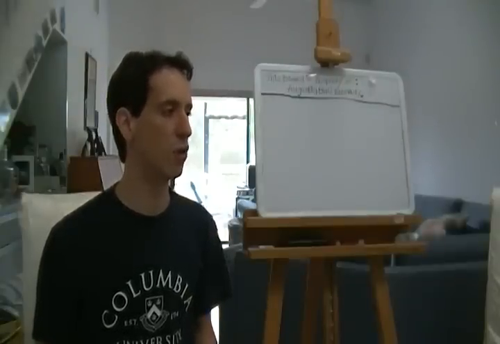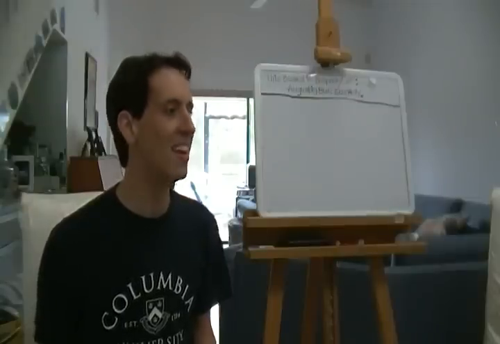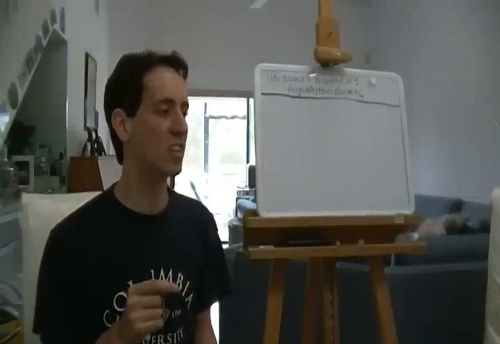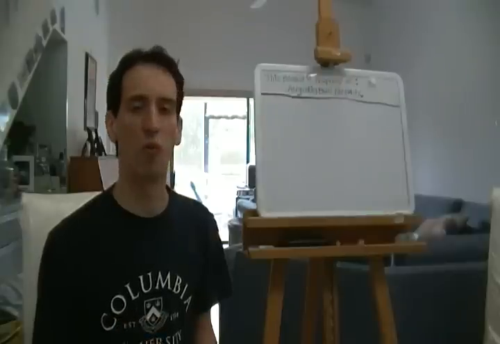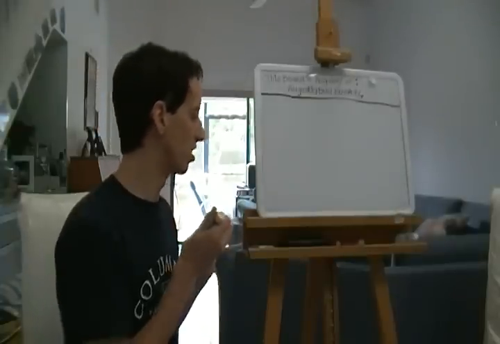Okay. Evaluate the limit if it exists. The limit as x approaches 7 of the square root of x plus 2 minus 3 over x minus 7. So let's look at this, shall we?